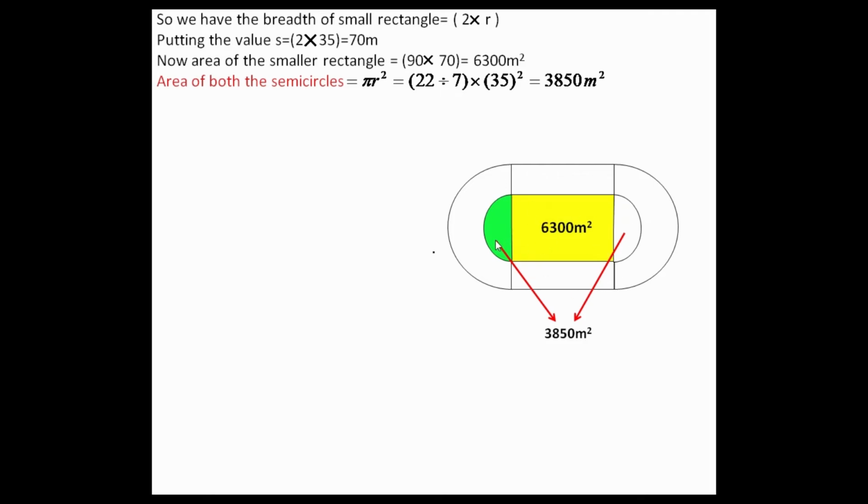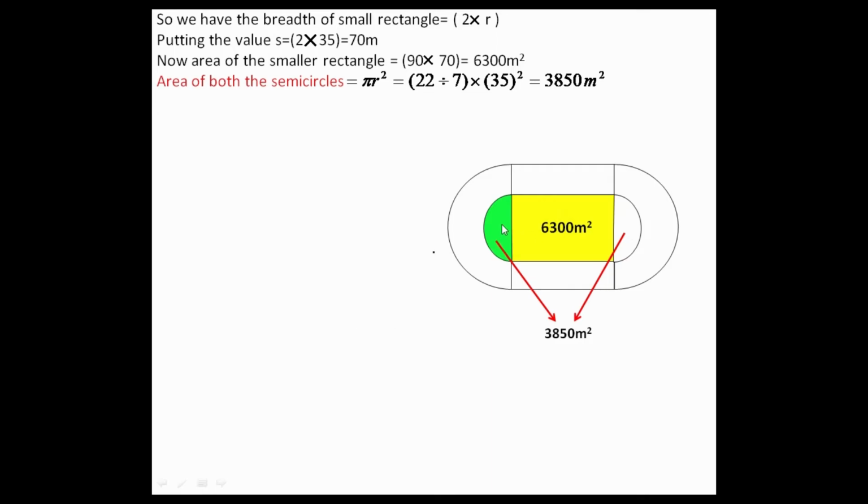Okay, so the area of both the semicircles will be pi r square. How did I know the formula that area of both the semicircles will be pi r square? If you observe carefully, a semicircle is half a circle. And if we have two semicircles and we join them together, we will get a complete circle.